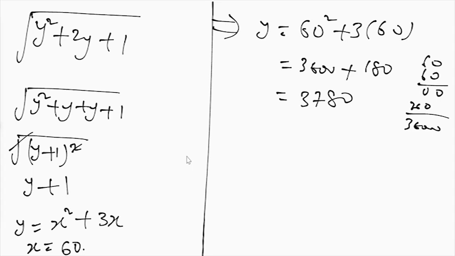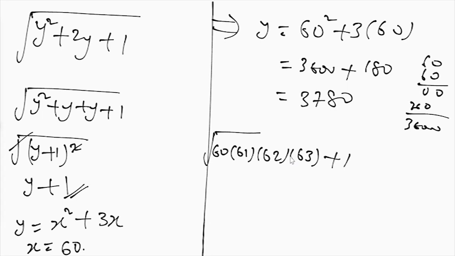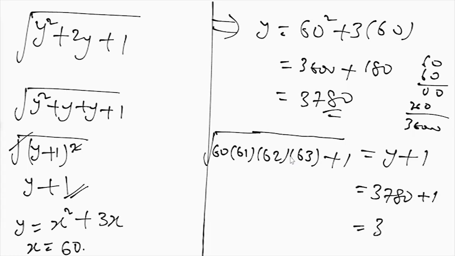So now that I have my y to be 3,780, that means this is the solution of that particular expression that we had. So we can simply say that the square root of 60 multiplied by 61 multiplied by 62 multiplied by 63 plus 1 is equal to y plus 1, and our y is this. So the answer is 3,780 plus 1. This will give us 3,781 without the use of a calculator.